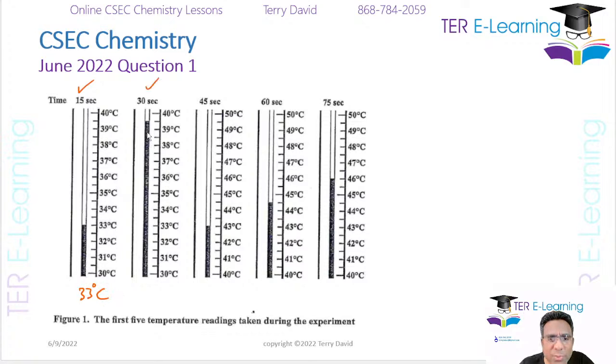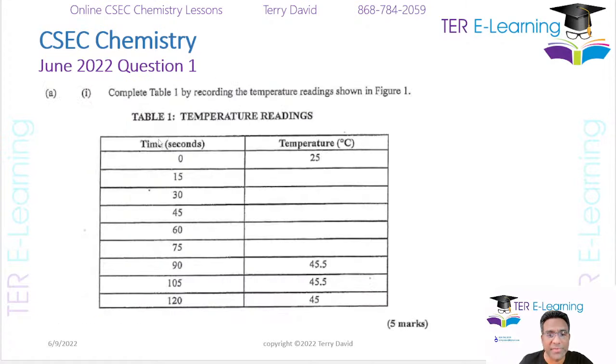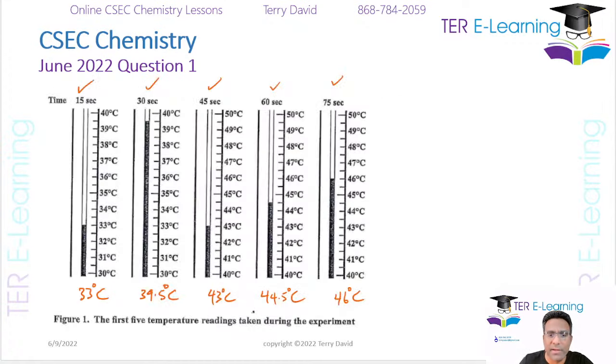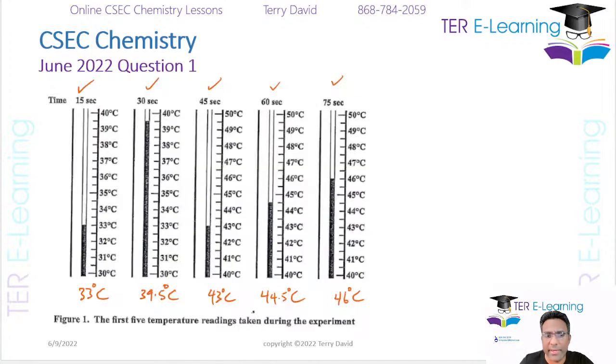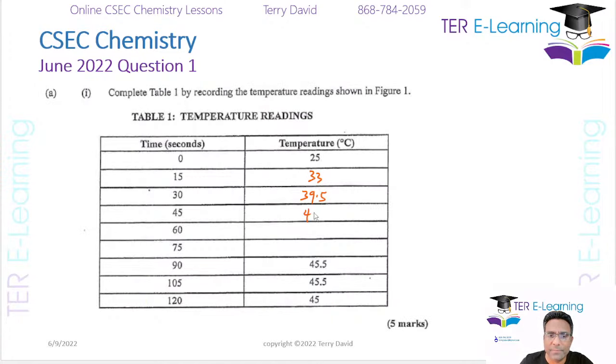Let's read the 30. This one here is 39.5 degrees Celsius. This next one is 43 degrees Celsius. This next one is 44.5. And this last one is 46 degrees Celsius, right? So we've read off the temperatures, and now we need to put them in the table. For 15 seconds, it's 33. For the next one, that's 30 seconds, that's 39.5. The next one is 43 degrees. The next one is 44.5, and the last one is 46.